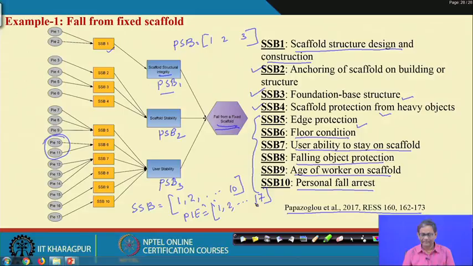This is what is reported in this paper. If you are subscribed to this journal, then you will be able to download this paper. Essentially, fall from fixed scaffold is ultimately a result of these 3 PSBs, and these are the result of 10 SSBs, which are influenced by 70 probability influencing entities. So, let us see what those PIEs are.